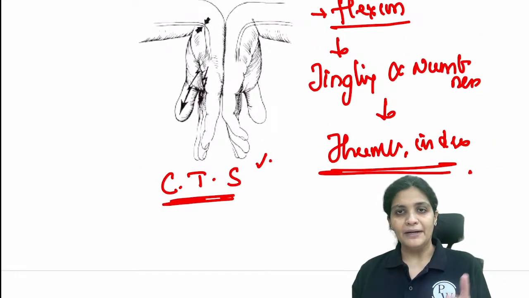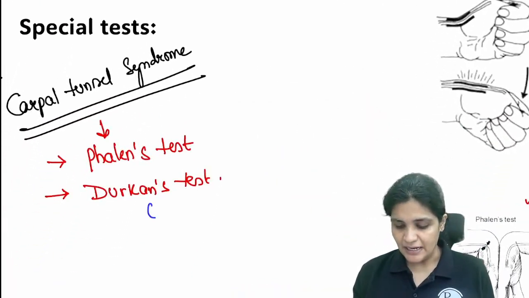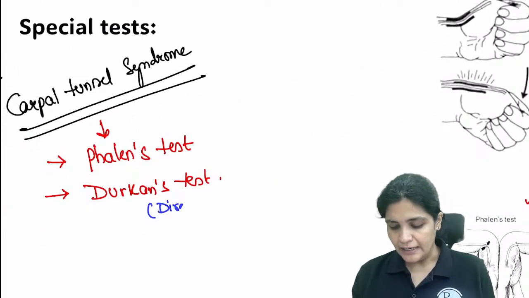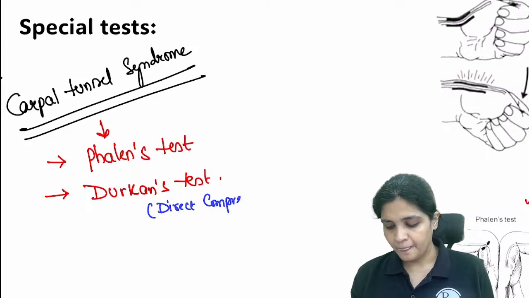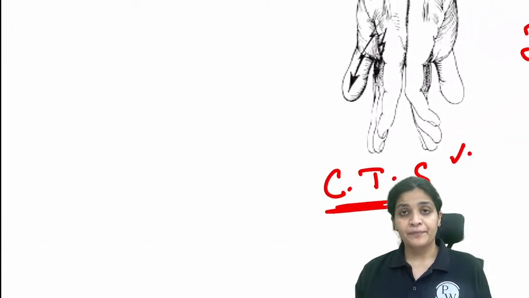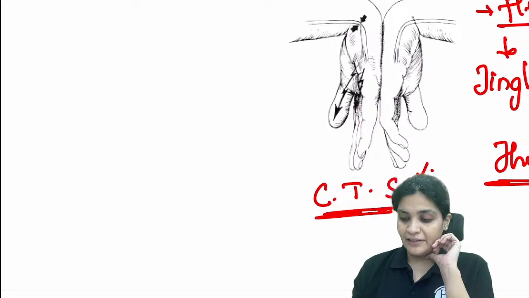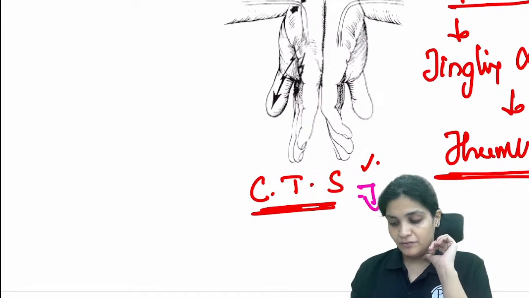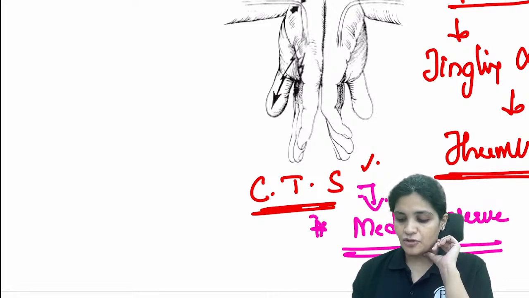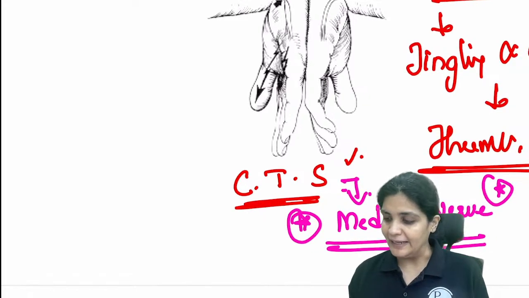So one more test for carpal tunnel is your Durkan's test. Durkan's test is a direct compression test. This is the most sensitive test and has come in your NEET PG also. So this is direct compression. So what is carpal tunnel? Carpal tunnel is nothing but there is a flexor retinaculum here, no? So all the tendons will be passing there. And now what happens is whenever there is some problem in this carpal tunnel or the flexor retinaculum, there is a compression of the median nerve which is passing through this carpal tunnel. So there will be compression of this median nerve, and this median nerve causes symptoms such as tingling and numbness in the thumb and the index finger, right?